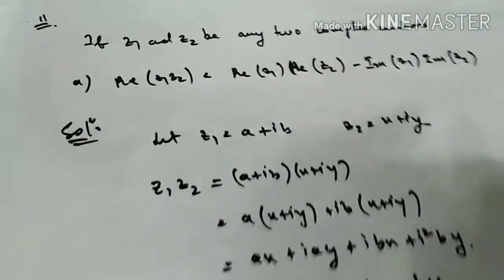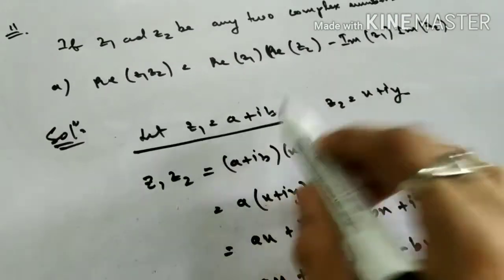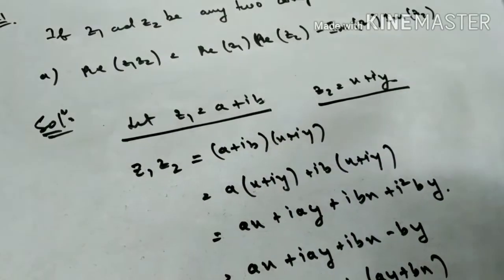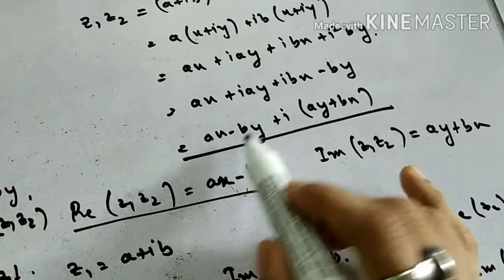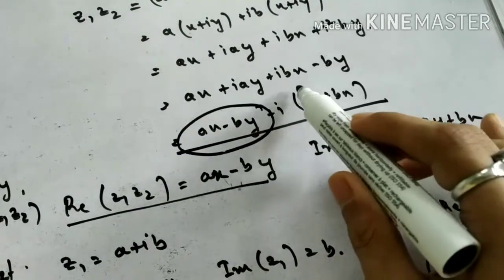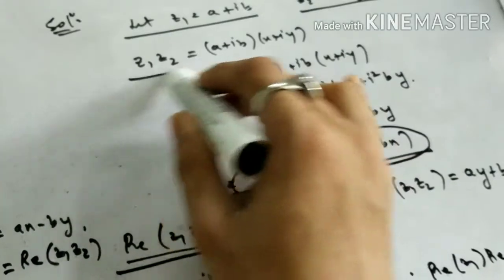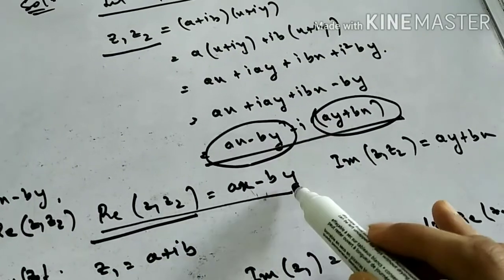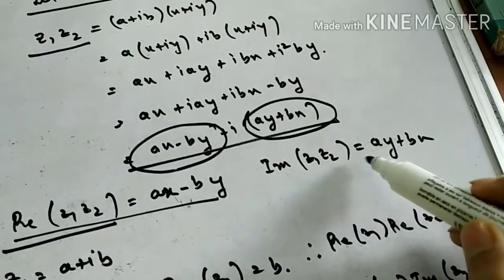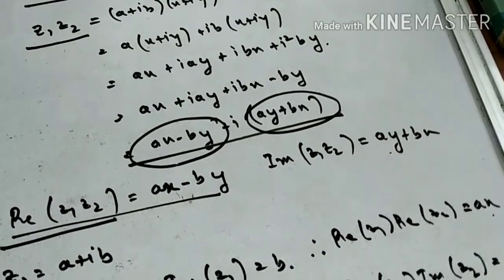Understand? I am explaining from the beginning. First of all, let Z1 be equal to A plus iB, and Z2 equal to X plus iY. I will multiply them, and I will get this. So from here, what did I get? This is the real part and this is the imaginary part. So Re(Z1 Z2), the real part of Z1 Z2, is AX minus BY, and the imaginary part of Z1 Z2 is AY plus BX.